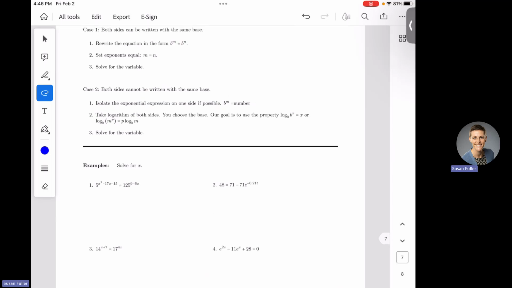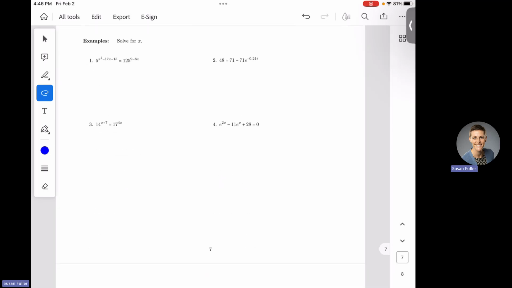Okay, and then the last two that I wanted to do are the two exponentials that we didn't get to, which are 3 and 4 here. Okay, so 3, 14 to the x plus 7 equals 17 to the 4x. Can we write both sides as powers of the same base? Can I write 14 as a number to a power and 17 as that same number to a power?